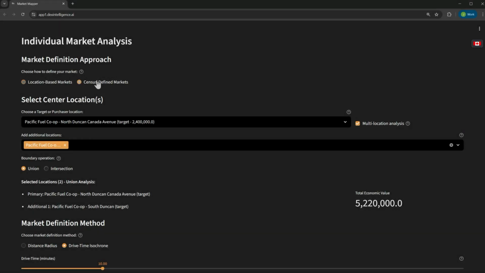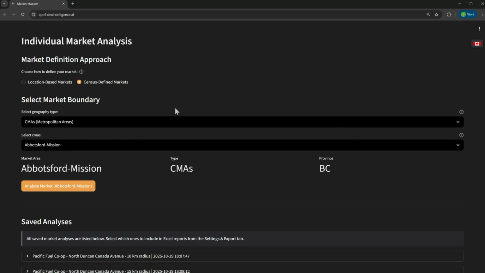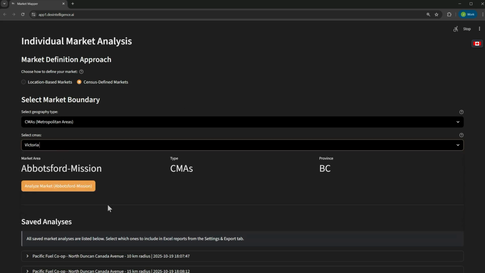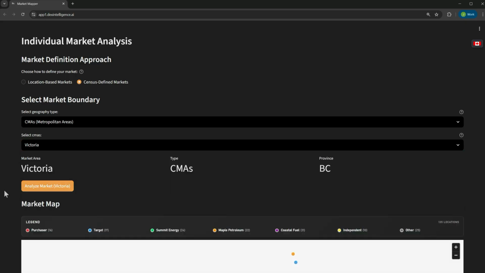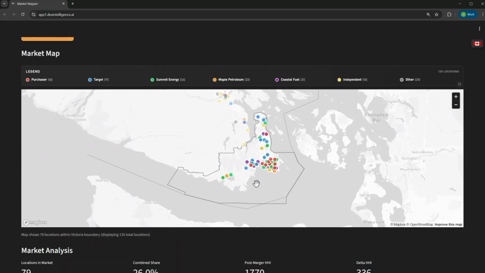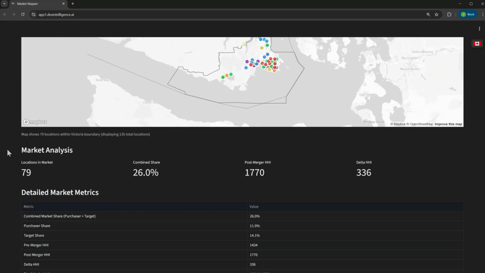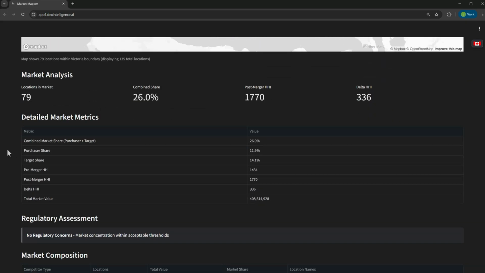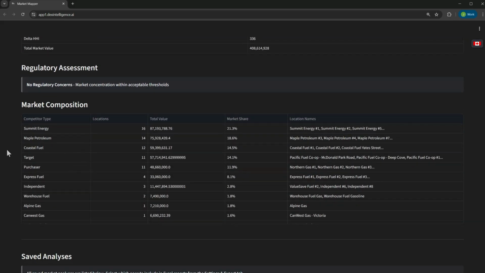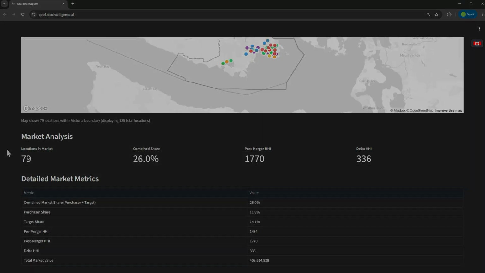And lastly, on this tab, we can investigate individual census boundaries. So we know the parties have overlap in the Victoria CMA, so we can look at that one as a test. So we select the Victoria CMA, and we can look at the market on the map, and we can also get the competitive breakdown. We can do this for any of the census districts identified as having party overlap.